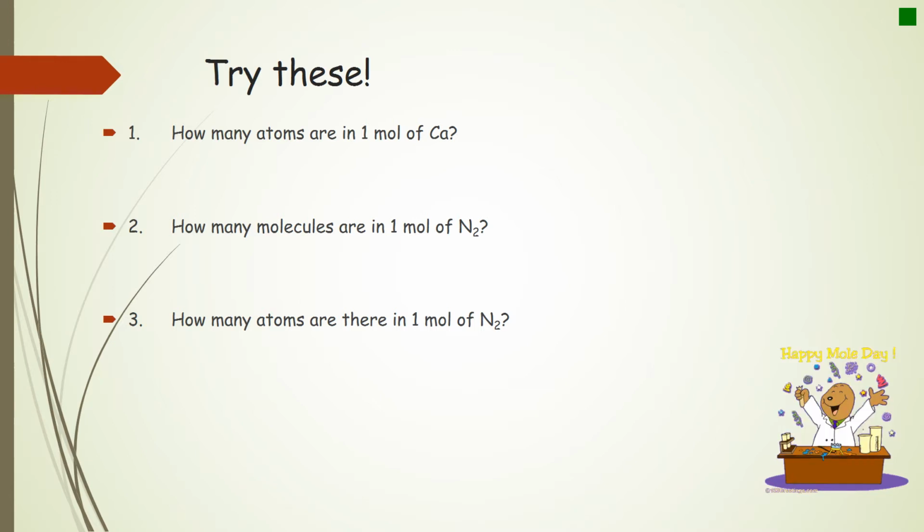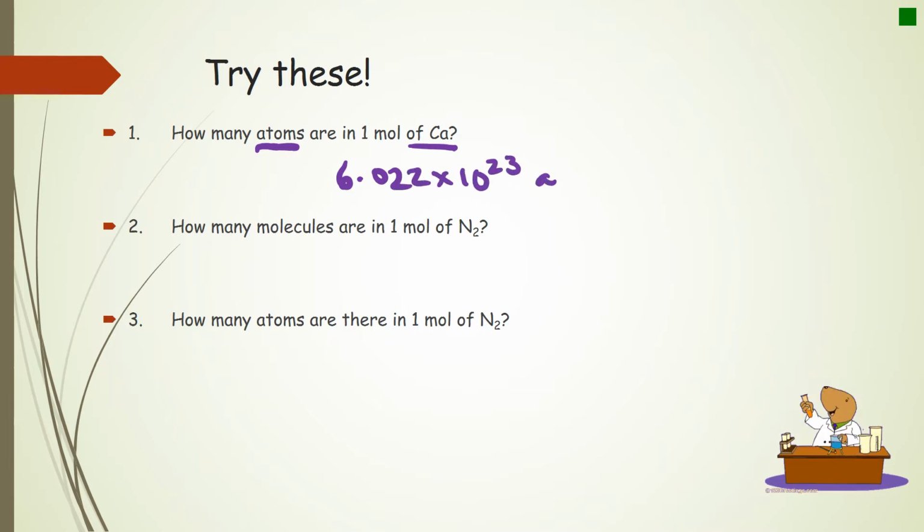In the first example, we've been asked to find how many atoms are in 1 mole of calcium. So let's have a guess. If I have 1 mole of calcium, then I in fact have 6.022 by 10 to the 23 atoms of calcium.